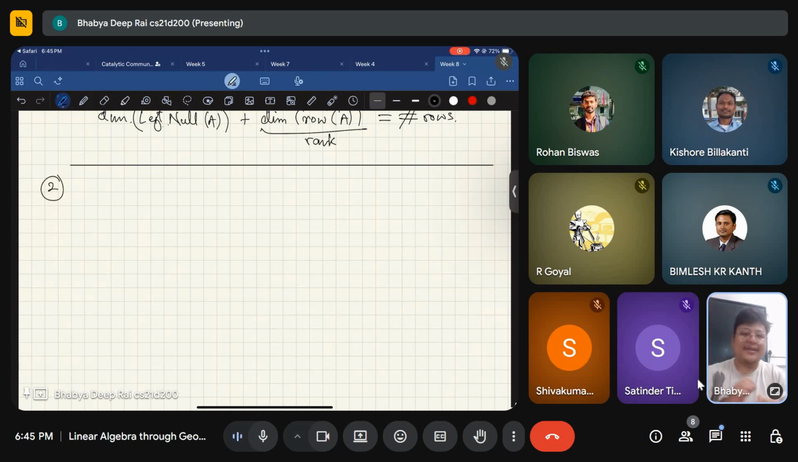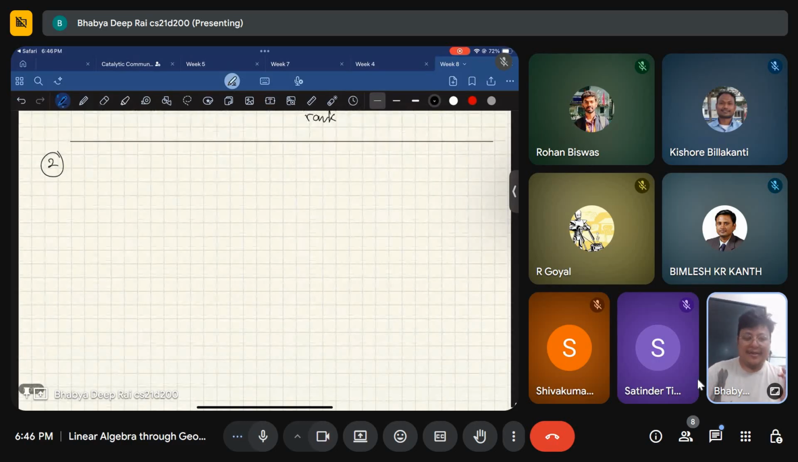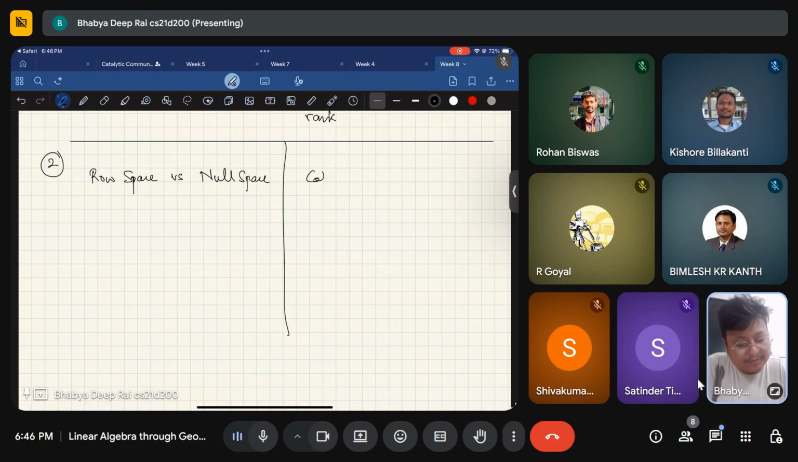Okay. So the second important thing in this lecture is how these spaces are related with each other. Row space and column space, comparing them geometrically, I do not know a neat characterization for that, but there is a neat characterization instead for the row space and the null space, and the column space and the left null space.